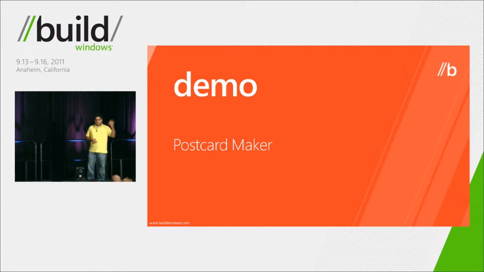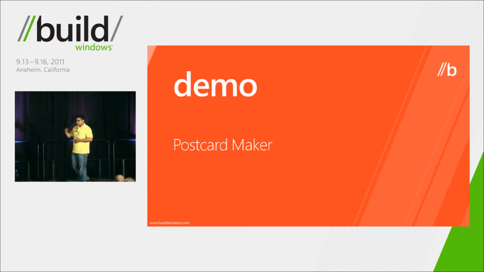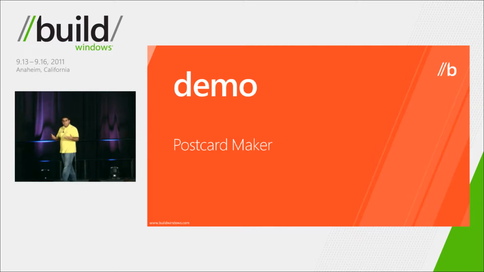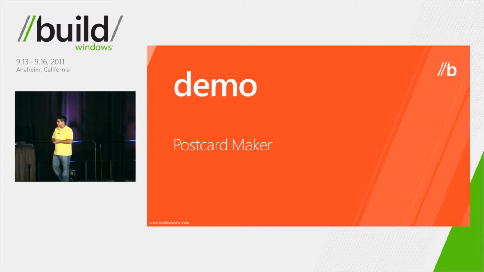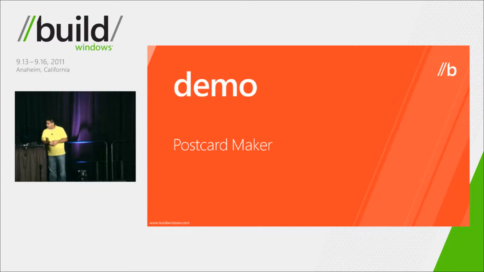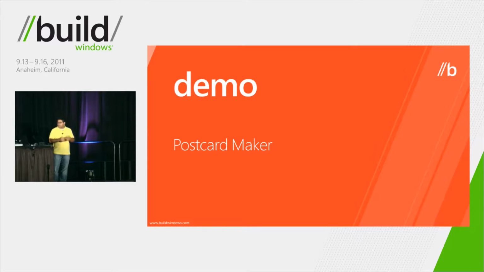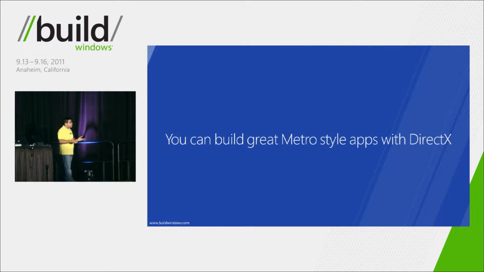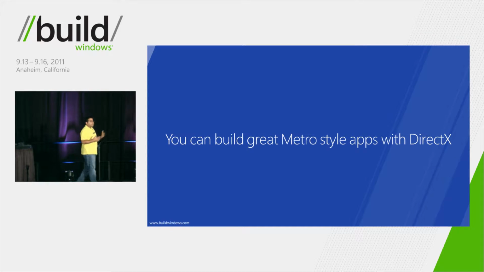The work to go talk to Socialite, the work to go share the image out, that's all handled by the contracts, and you can focus on your rendering code and making that really, really great, which is, in this case, the unique value of this application. So we have a comprehensive API that lets you do all of these things, and you can really work with all the different pieces together. And what this means is you can really build great Metro-style apps with DirectX.